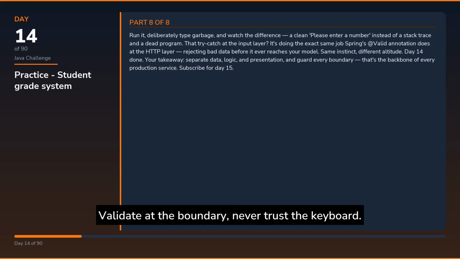So wrap the input read in try-catch, catch InputMismatchException, print "Please enter a number", clear the bad token with scanner.nextLine, and loop again. Validate at the boundary, never trust the keyboard. Run it, deliberately type garbage, and watch the difference: a clean "Please enter a number" instead of a stack trace and a dead program. That try-catch at the input layer? It's doing the exact same job Spring's @Valid annotation does at the HTTP layer. Rejecting bad data before it ever reaches your model.